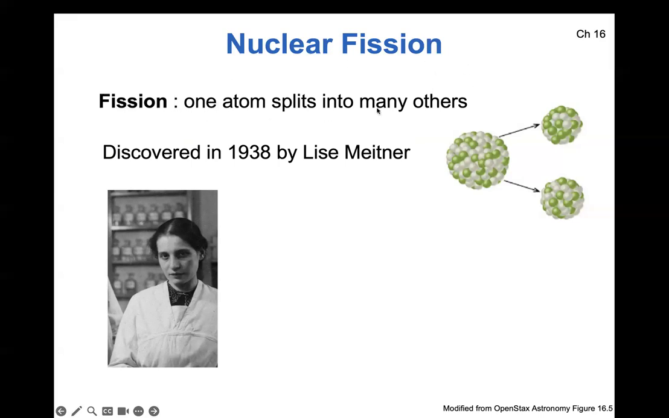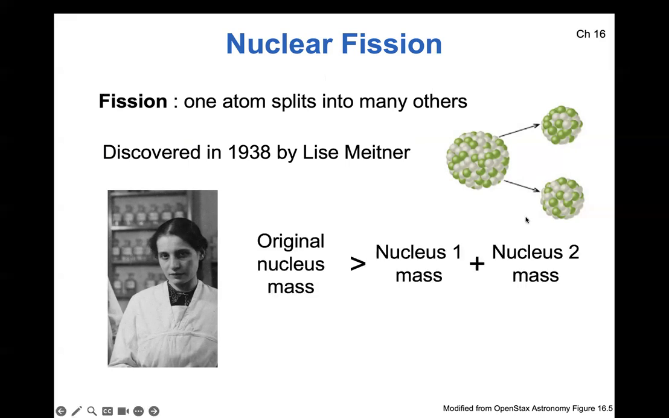Fission, the splitting of one atom into many others, was discovered in 1938 by Lise Meitner in a basically atomic lab studying minerals and other naturally occurring heavy elements. What happens in this nuclear process, almost like in a chemical equation, but a nuclear equation, is that the original nuclear mass is greater than the mass of the two products, or daughters, of the fission.